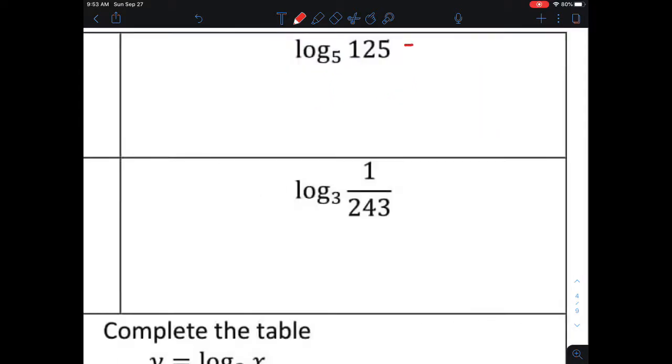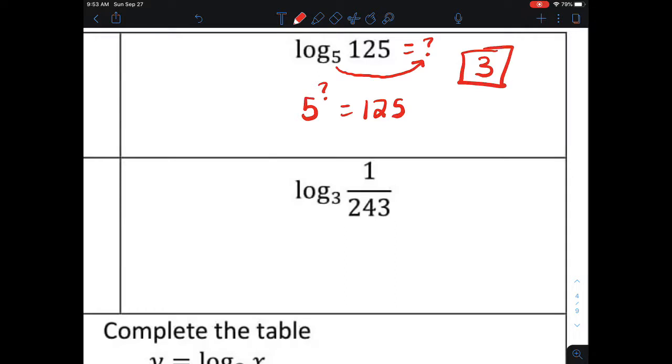Now log base 5 of 125. Well, let's rewrite this in exponential form to see how we would apply this exponent. So 5 to the what power is equal to the inside? So 5 to the what power is 125? That would be 5 to the third power. So log base 5 of 125 is equal to 3.